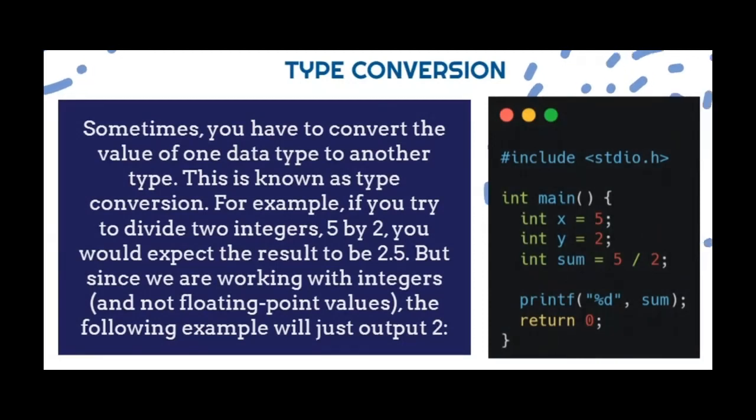The type conversion. Sometimes, you have to convert the value of one data type to another type. This is known as type conversion. For example, if you try to divide two integers, 5 by 2, you would expect the result to be 2.5. But since we are working with integers, and not floating point values, the following example will just output 2.